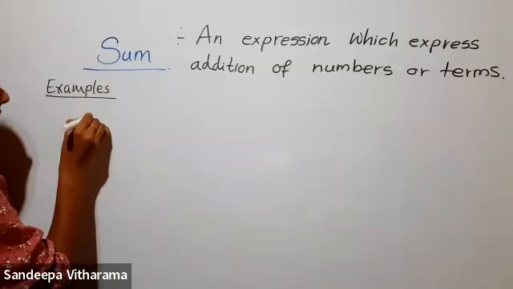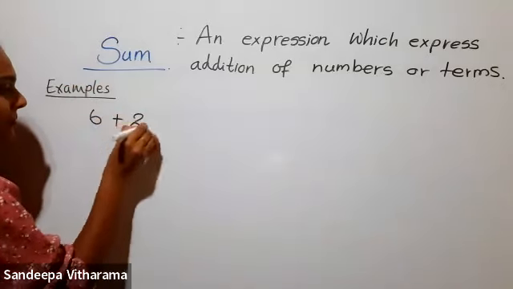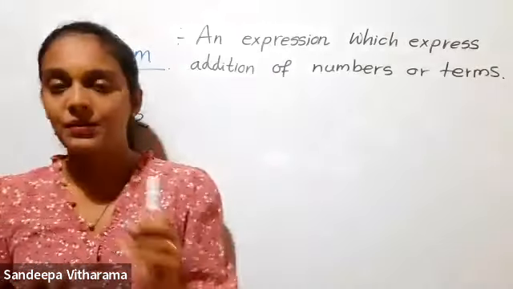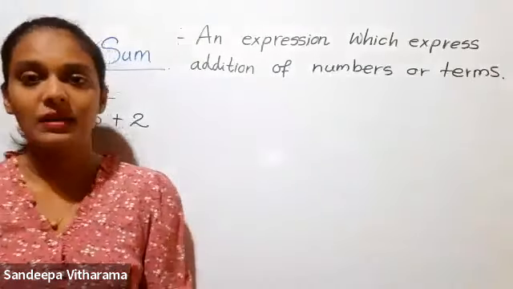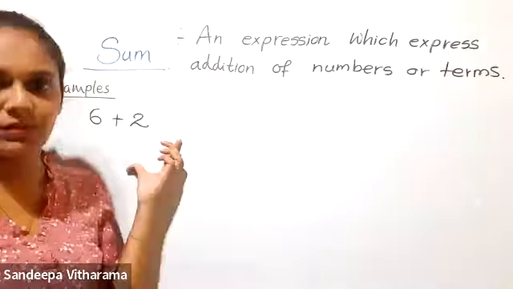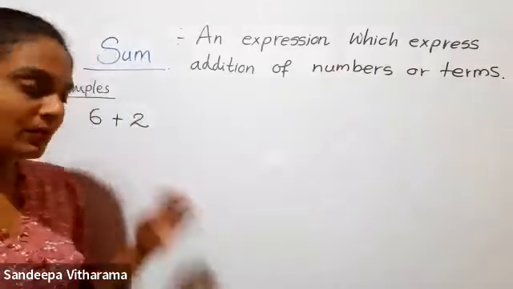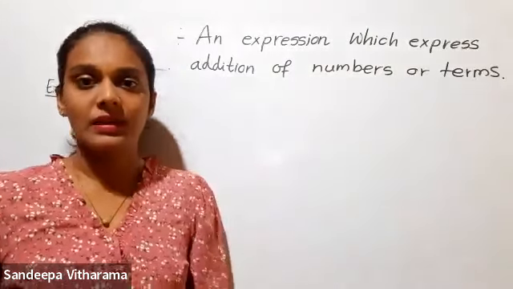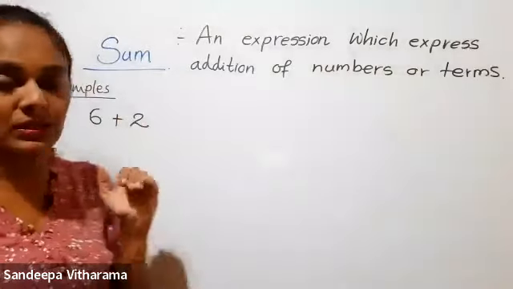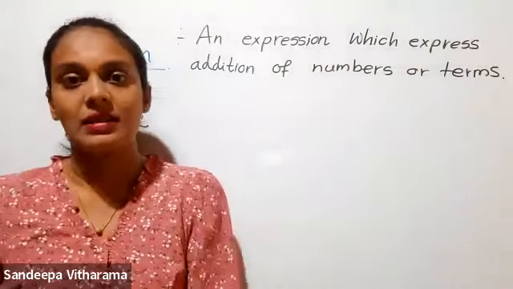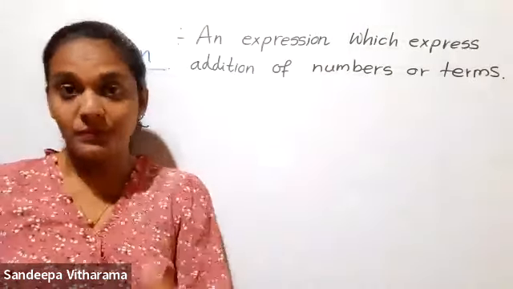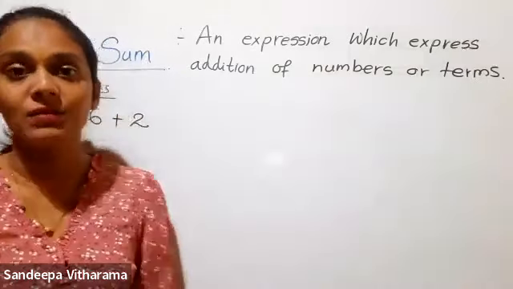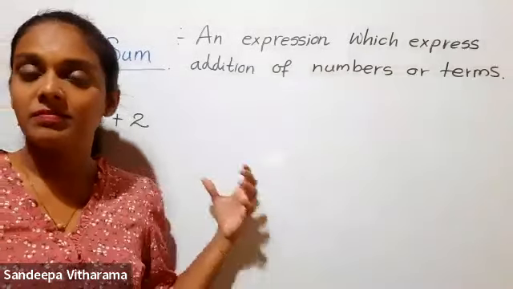Look here. 6 added to 2. Now, we know that we have to obtain an answer for this if you are asked to simplify, okay? What is meant by simplify? You reduce this expression to its simplest form, okay? That means you can do the operation between these two and you can get an answer. We call obtaining an answer for a particular expression in its simplest form simplifying.